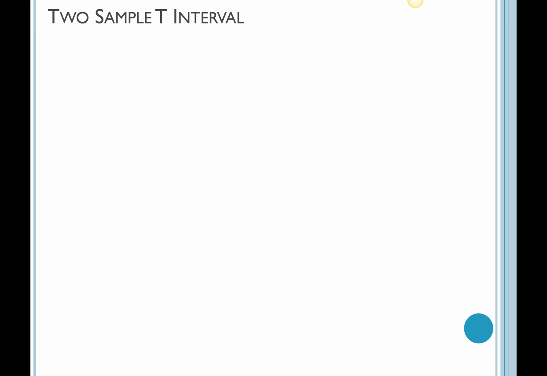We are going to talk in this video mostly about a two-sample t-interval. When you're comparing this to a one-sample t-interval, you want to think about how you're going to get this form. Recall for a one-sample t-interval, we talked about x bar plus or minus t star times the standard deviation of the statistic divided by the square root of n.